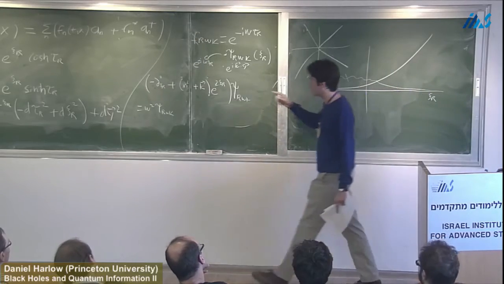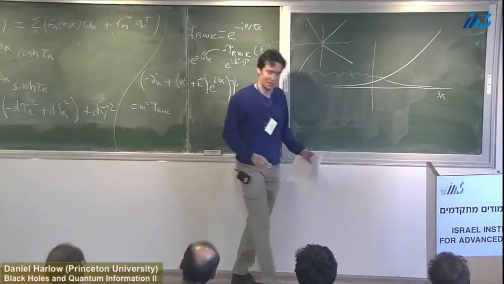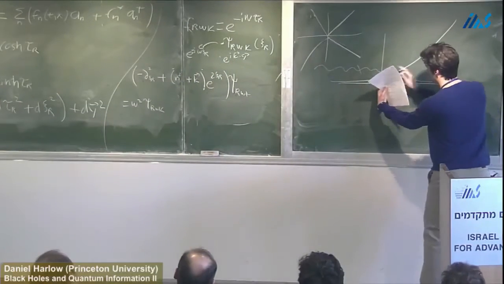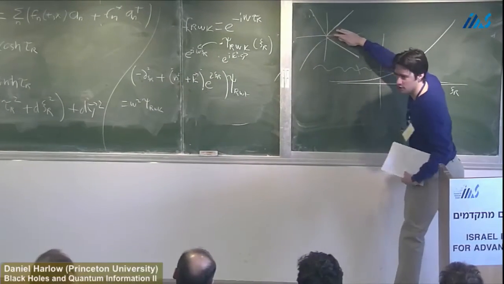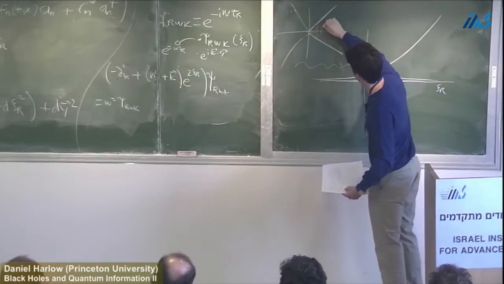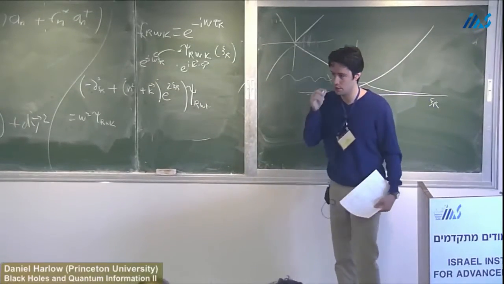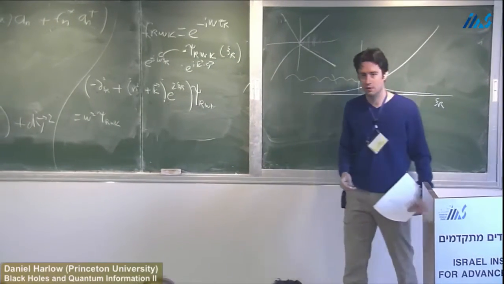So according to these modes, you should think of the ordinary Minkowski vacuum as having all these modes which are confined near here and thermally excited. There's some thermal gas of particles in here, which dilutes out as you go out. Okay?